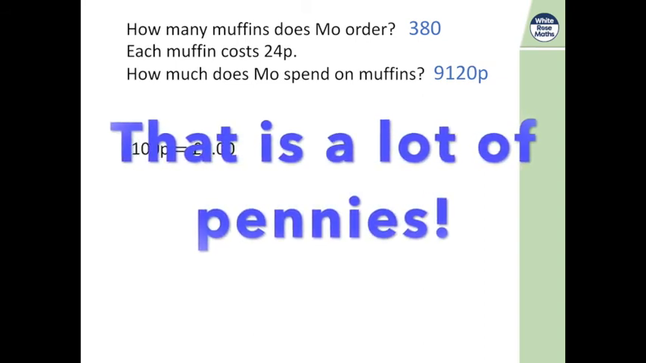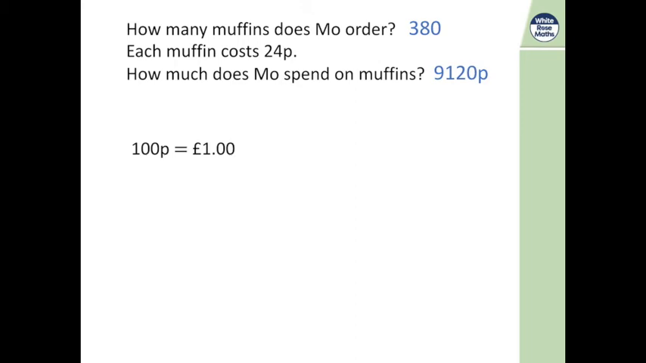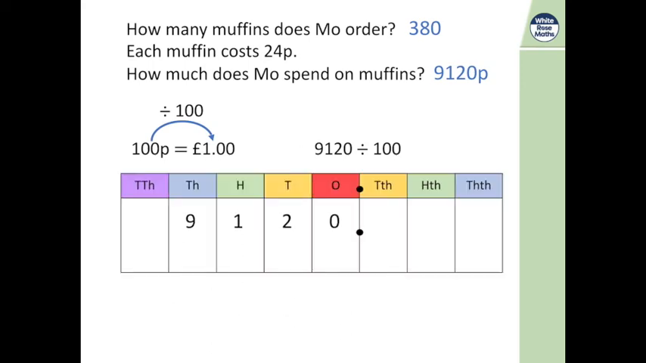I might carry it in pounds. So let's do a conversion. We know that 100 pence equals £1. So in order to convert, we need to divide by 100. So 9,120 divided by 100. Now you may think that you need a bus stop method for dividing by 10, 100 and 1,000, but you really don't. You need to know your place value, and a place value chart can really help with this.